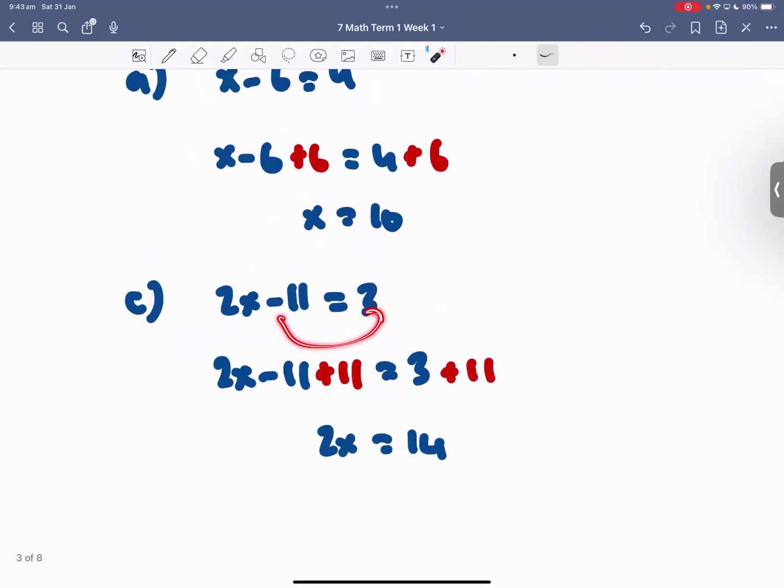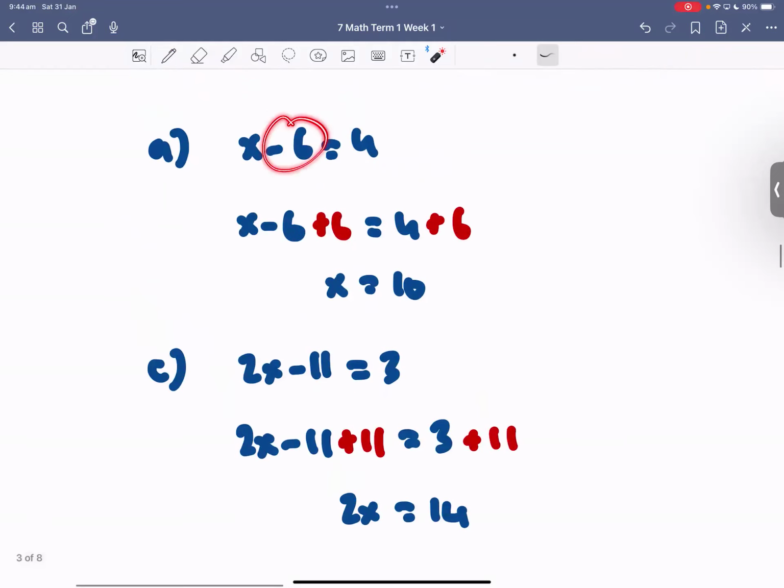I know some kids tell me, couldn't you do that in one shot? Couldn't you just bring the -11 to the other side and write plus 11? Yeah, you can. When you bring a -11 to the other side, it becomes a plus 11. When you bring a -6 to the other side, it becomes a plus 6. But what you're actually doing is you're adding 6 to both sides. You're not bringing stuff to the other side.